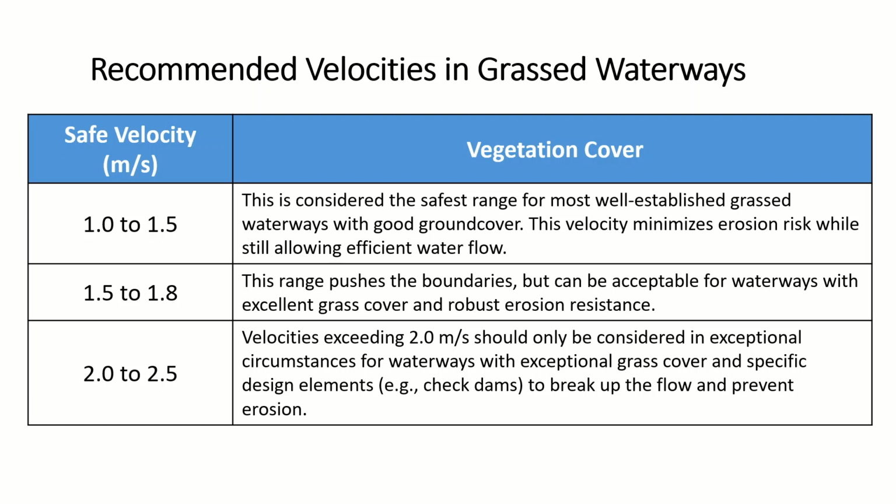Now, if the flowing water has a velocity in the range of 2 to 2.5 meters per second, then it may be very risky. It may become erosive. So velocities which are more than 2 meters per second should only be allowed in exceptional circumstances, if there is exceptional grass cover and specific design elements such as check dams, which will help in breaking up the flow and thereby preventing erosion. Otherwise, these velocities may not be accepted.